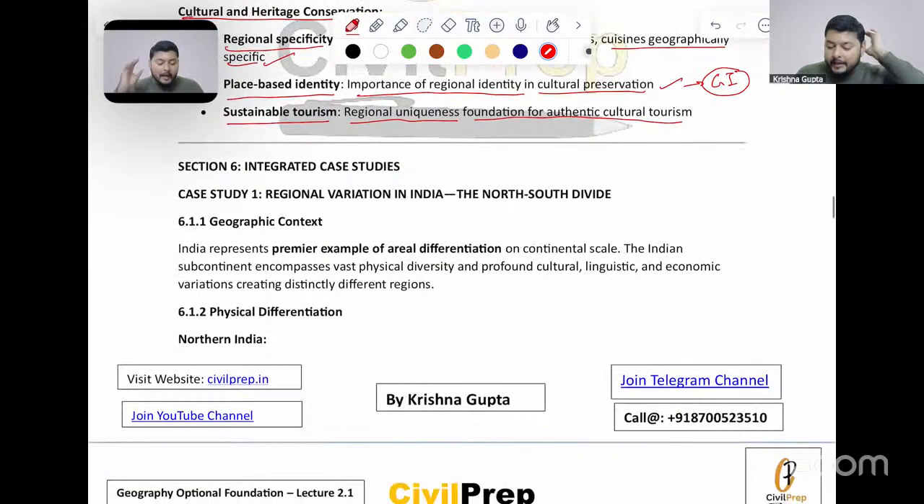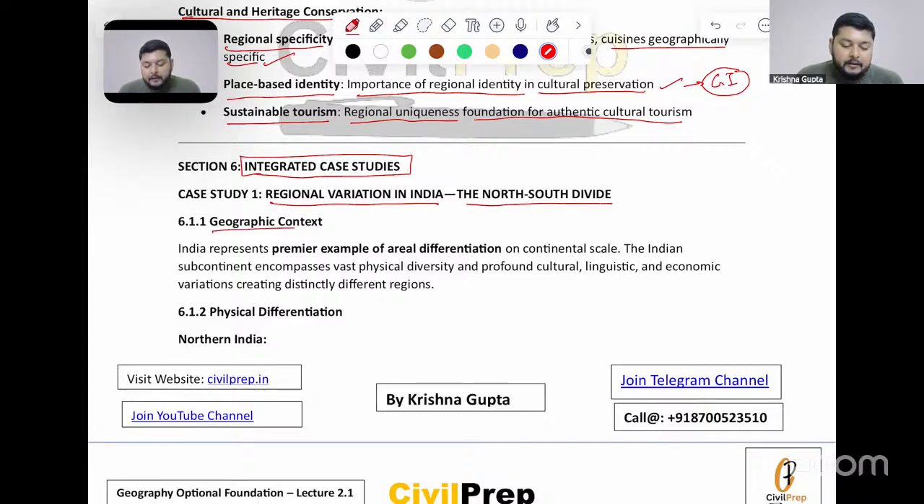Now, I have presented certain integrated case studies. Let's look at these case studies, which help us understand areal differentiation, regional synthesis, and, combined, the regional approach. Now, regional variation in India, the north-south divide, the geographical context here. India represents a premier example of areal differentiation on a continental scale.